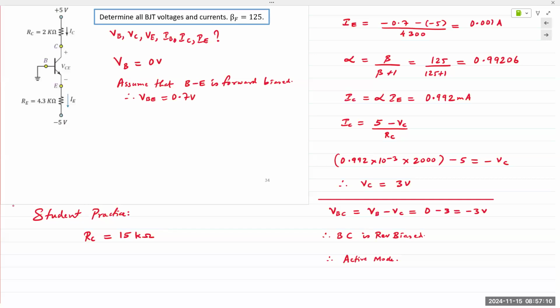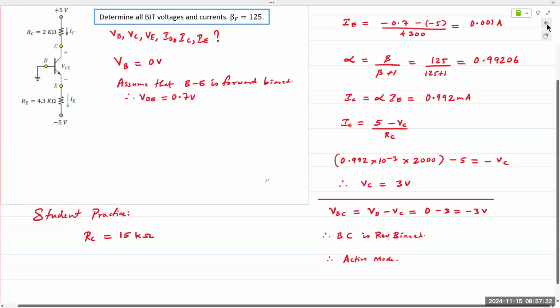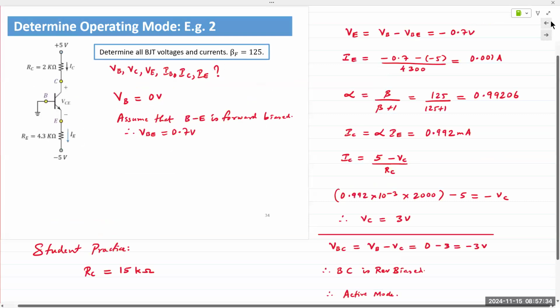If we change RC, that's an educated guess, but how about a calculated guess? But anyway, that is something else I want students to practice. If you want to practice now, that's okay. It doesn't take too long. But I also want to talk about a couple of biasing circuits.